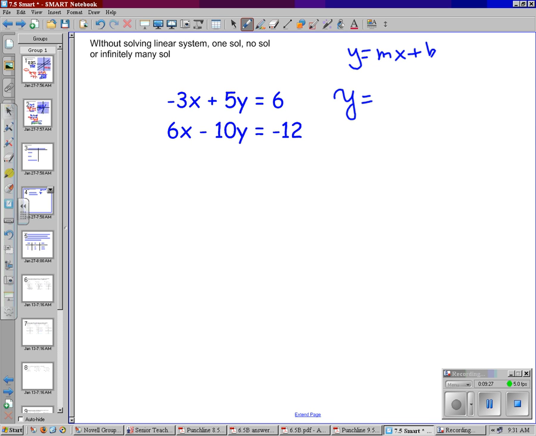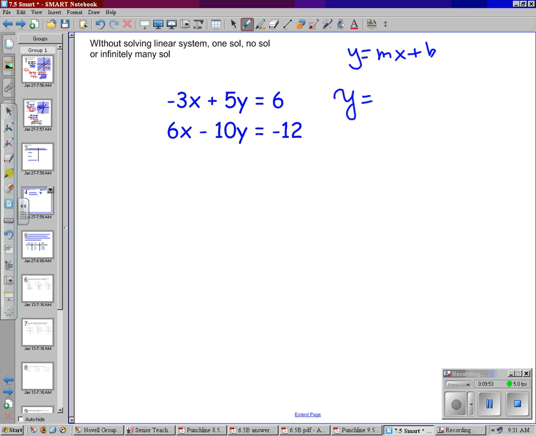There is one solution because those two intersect. So I might give you 3 different problems, and you should put them in y equals mx plus b form and look at their slopes and their y-intercepts. If they have the same slope, different y-intercept, they're going to be parallel. Same slope, same intercept, they're going to be the same line. Different slopes, they're going to intersect, and there's going to be one solution.